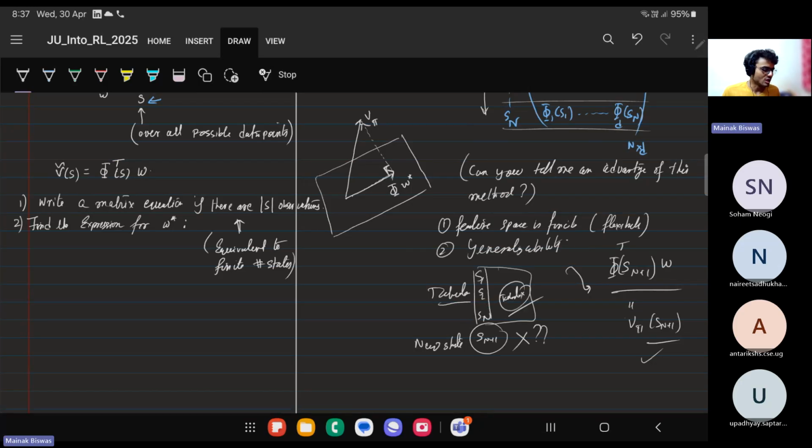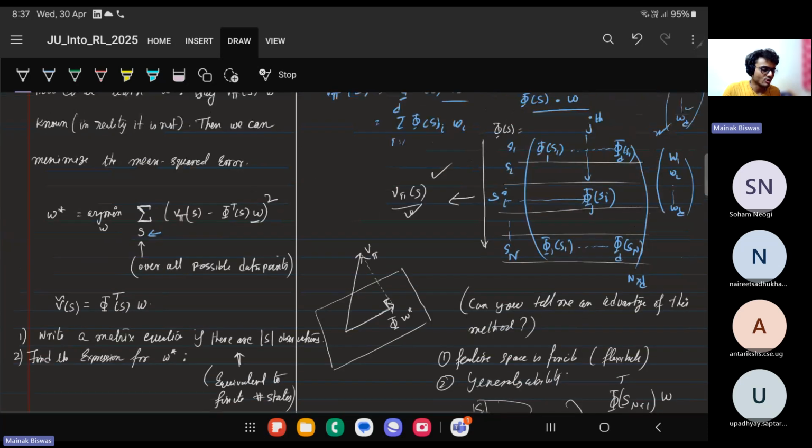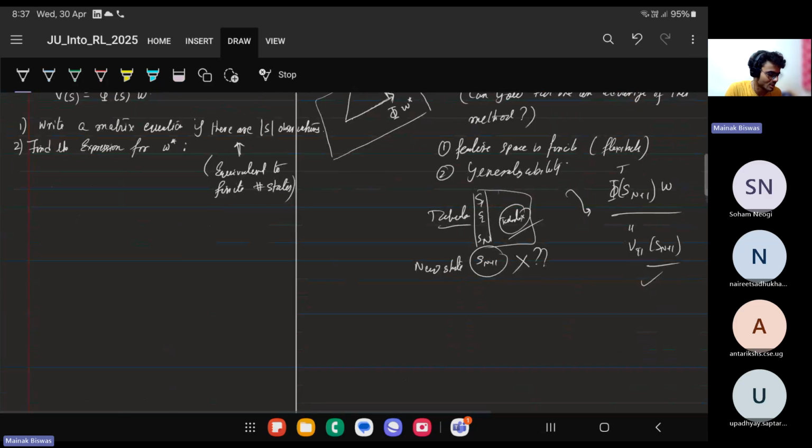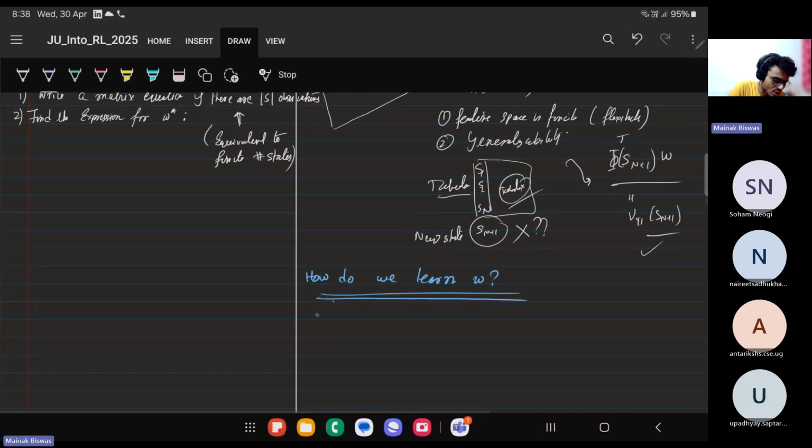Okay, so now let's see how to learn these. You can learn these using similar ideas as regression. So I'm basically going to teach you regression on RL problems. That's all we're going to learn. So how do we learn W is the question. Once we know W, we know the value function for every state. First of all, I know V pi of S is phi transpose S times W. This is the predicted value function.